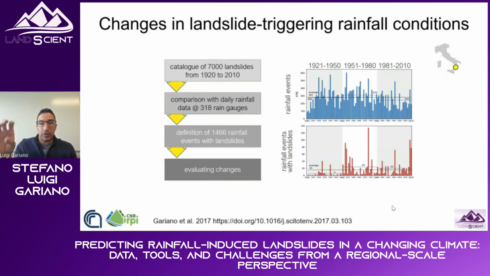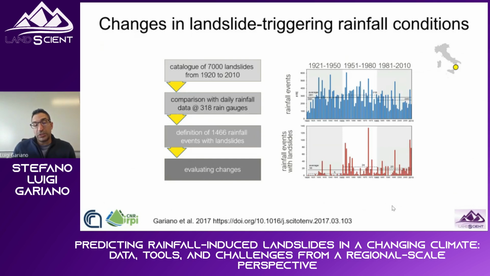in Italy, but only considering a region in southern Italy, Calabria region, where I come from, and using a long-term catalog of landslides dated back from 1921 to 2010, so a 90-year period of information. And daily data in this case, I reconstructed around 1,500 rainfall events with landslide during the whole 90-year period.